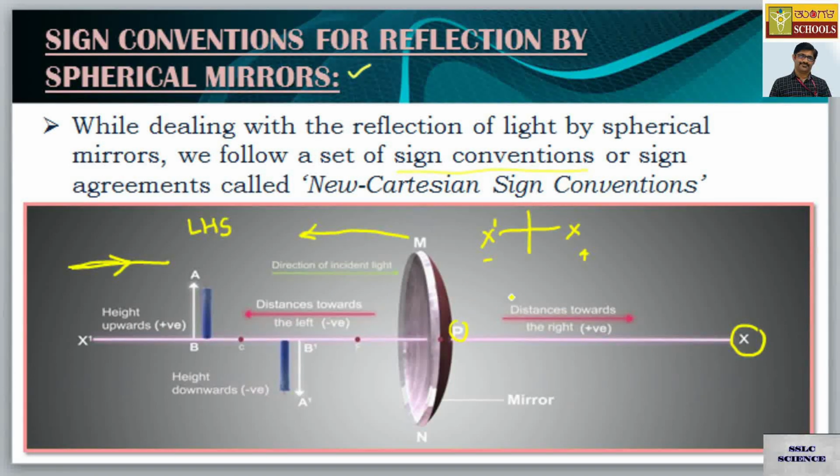All the distances measured along the positive x-axis are taken positive. Here it is mentioned that a distance towards the right of the origin is taken as positive, and a distance towards the left is negative. So whatever distances are coming here are negative, and the distances on the right side are positive. I hope you got these two conventions correctly.